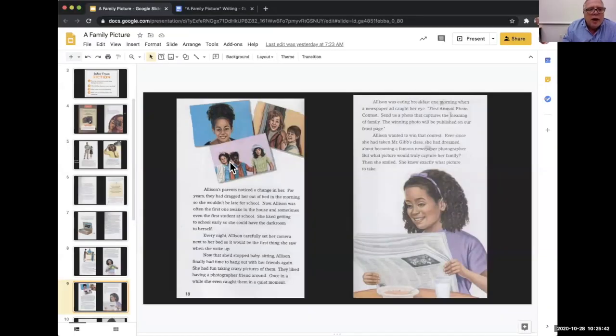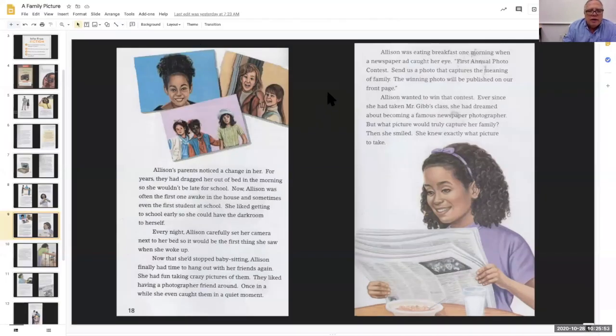So I'm going to share my screen with you. And here we go. Again, we're talking about that story, a family structure. This will be the last day that we have of this one. And we're going to start reading right away. I'm going to try to prompt you on using your strategies.